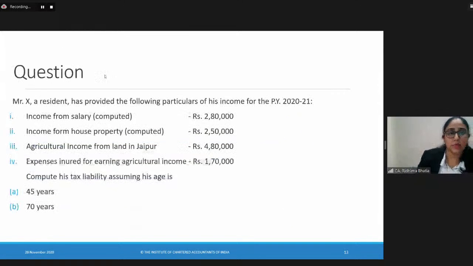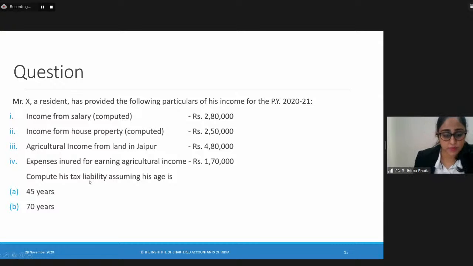Let us take this example. On your screen, you have an example of Mr. X, a resident, who has provided you the particulars for the previous year 2021. The particulars say income from salary 2,80,000, income from house property 2,50,000, agricultural income from land in Jaipur 4,80,000, expenses incurred for earning agricultural income 1,70,000. Compute the liability assuming his age is 45 years.